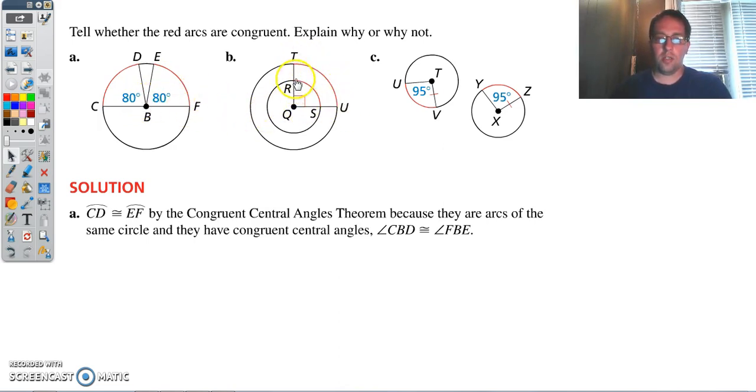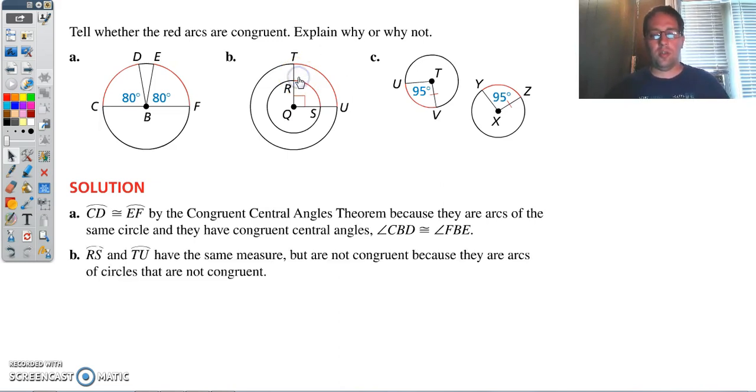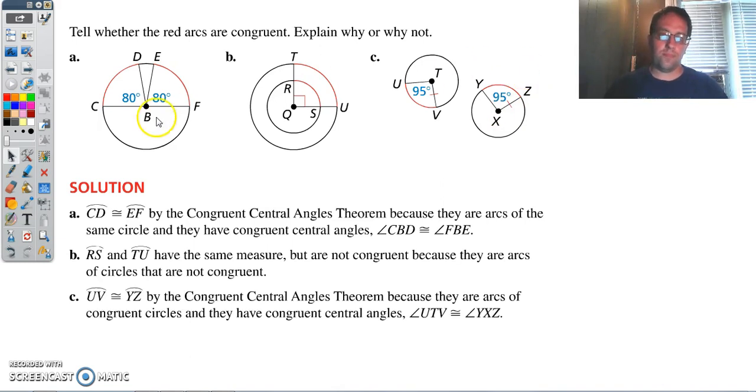Okay, arc TU and arc RS, they have the same angle, but they do not have the same radius. So since the radius is not the same, the arcs are not congruent. So these are not congruent because the circles aren't congruent. Okay, so number C, we have arc UV, arc YZ. They have the same central angle and the radius is congruent, and so these are congruent arcs. Alright.